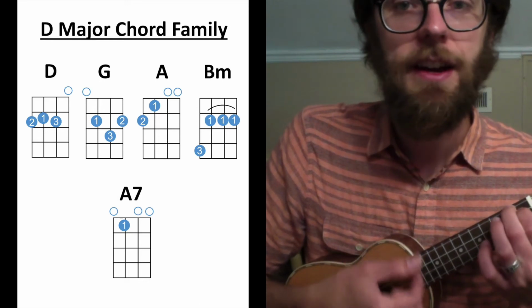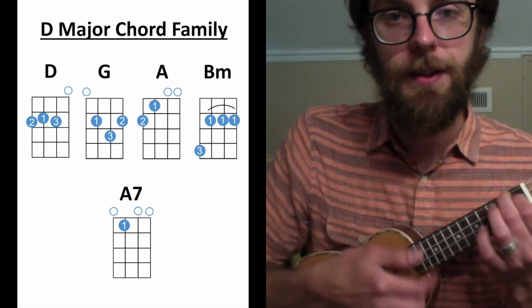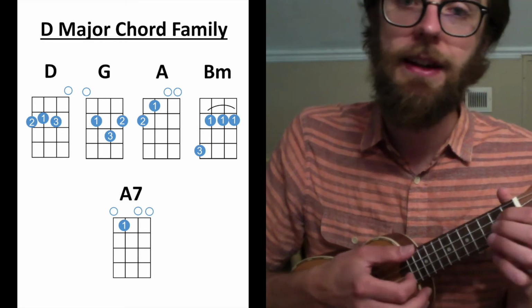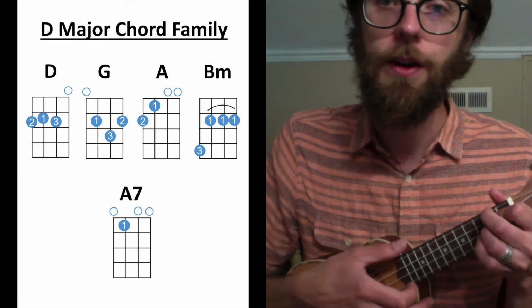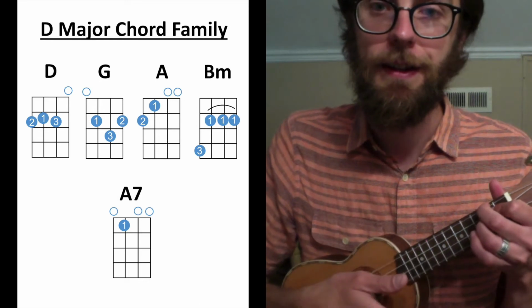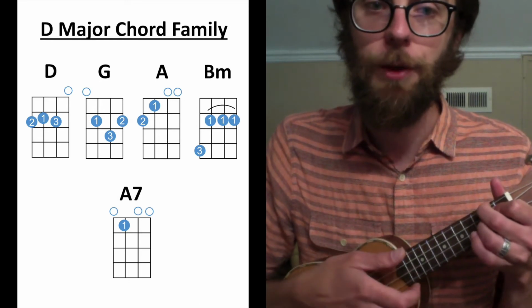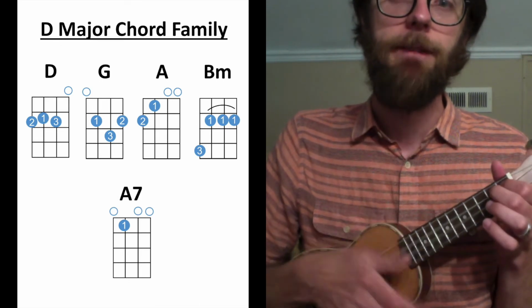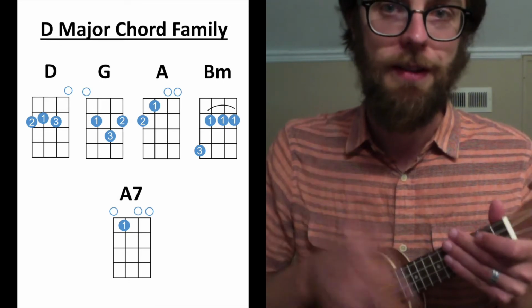So what that does, it's pulling you back to the first chord in the key, which is D. So when you play that A7, your ear wants to hear that as the release.